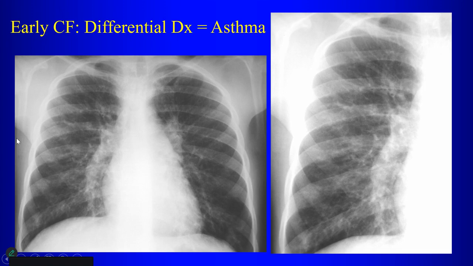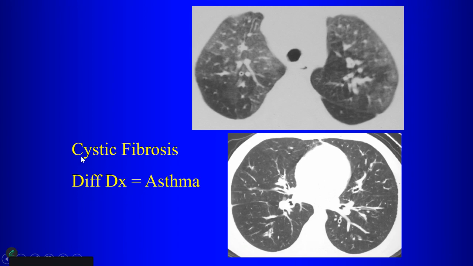Okay, the differential diagnosis, especially in very early disease, where the findings are not so pronounced, can be asthma. Asthma will also give you increased lung volumes and parabronchial thickening. Sometimes patients with cystic fibrosis are misdiagnosed as having asthma, especially early on. Asthma can also give you parabronchial thickening and air trapping. So this is a patient with asthma who has parabronchial thickening and air trapping. But early cystic fibrosis can look similar to that also. Okay.